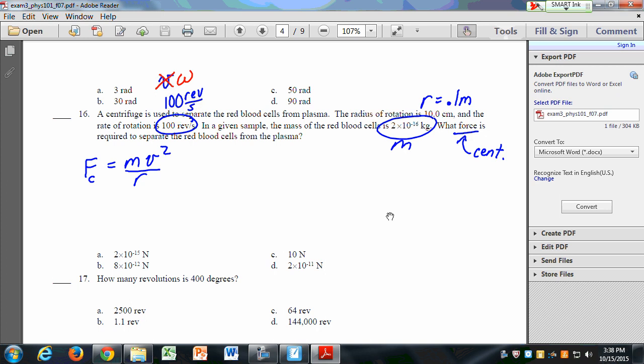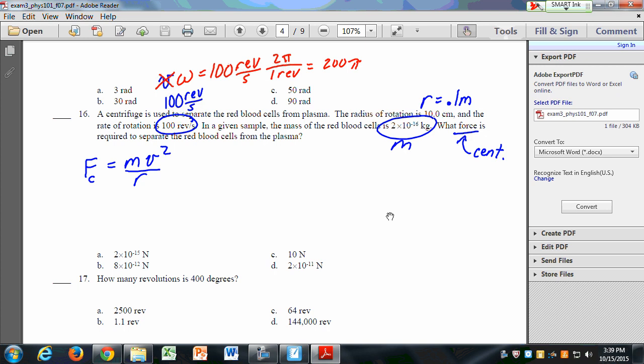Our angular velocity is 100 revolutions per second. I'm going to go ahead and convert this into radians per second. There's a lot of unit conversions on this. There aren't as many on your test. So that's 200 pi. I'll just leave it 200 pi. Okay, so that's my angular speed.